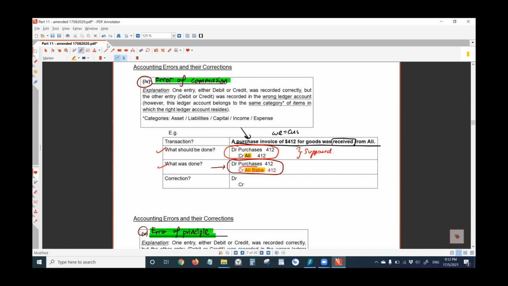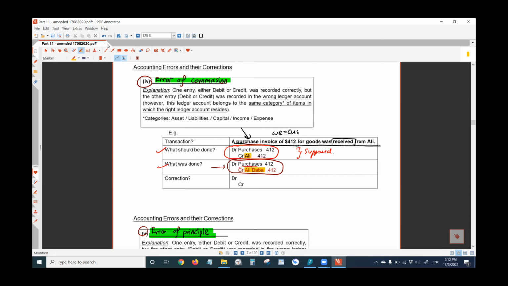They should have debited purchases and credited Ali account. But what they did, they debited furniture and credited Ali account. So where is the mistake? The mistake is they have debited the furniture account. They should debit purchases account, but they debited the wrong one, furniture account. This is their mistake. So let me write it here. They should have debited purchases account, but they went and debited furniture account.